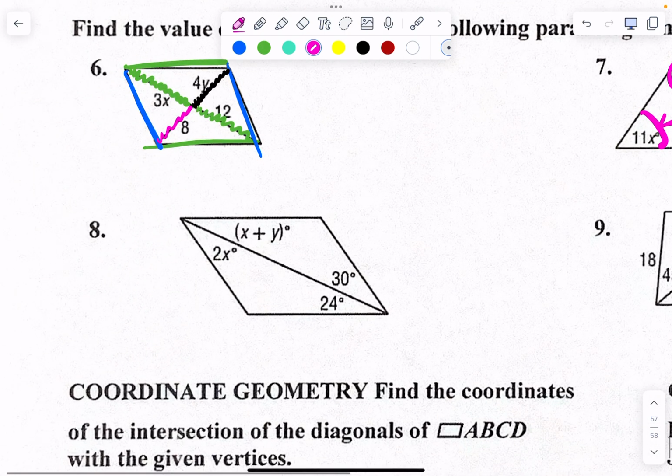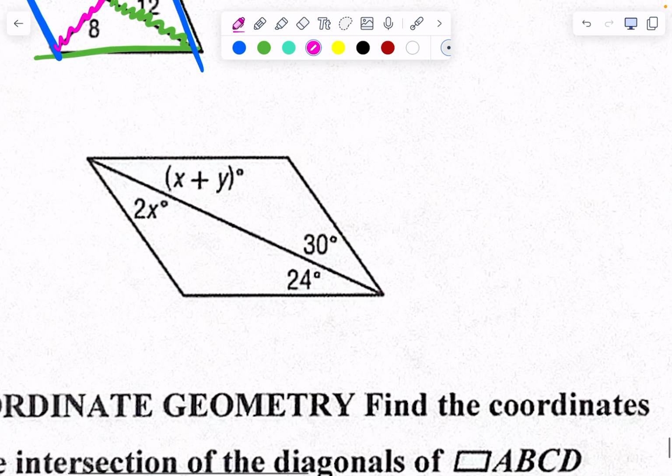Am I going too slow? Are we doing okay? Okay. Strategy on 8. Uh-oh, I have an x and a y at the same time. So that means you have to find x. That means you gotta do the 2x first. What's 2x equal to? 30. Is he equal to 30 or 24? 24 consecutive. He's 30. It's like alternate interior angles. The alternate, mm-hmm. Yep. The alternate ones are gonna be the same.